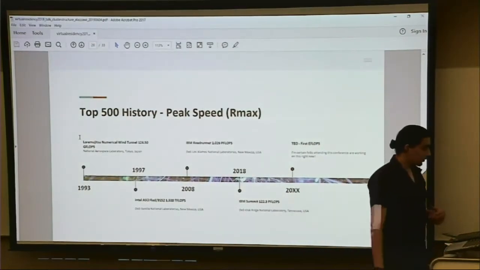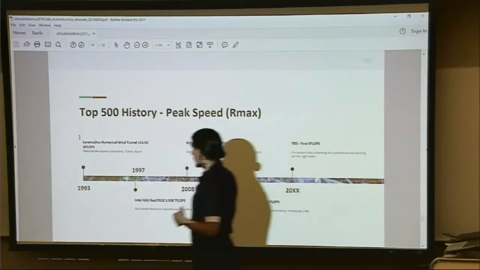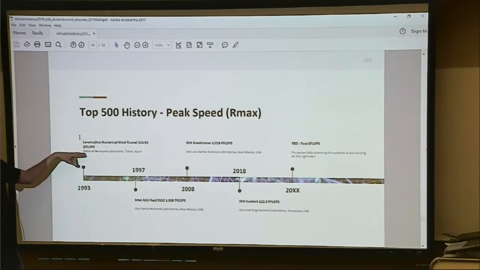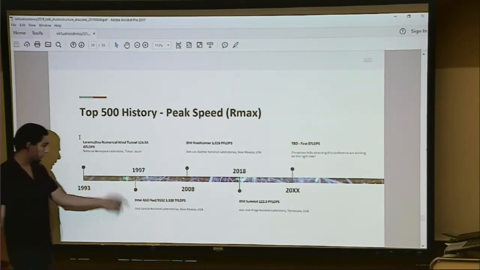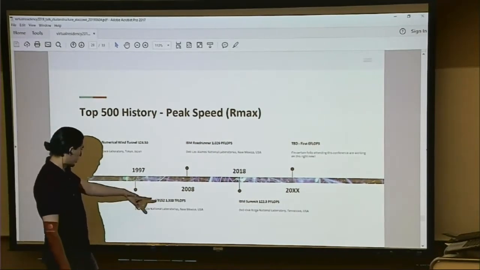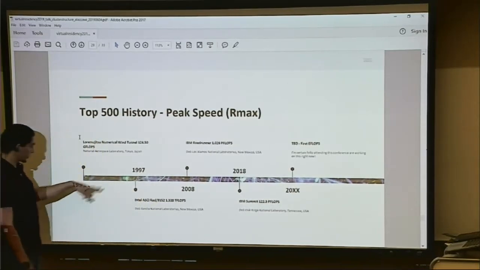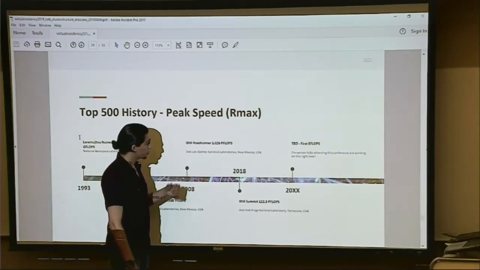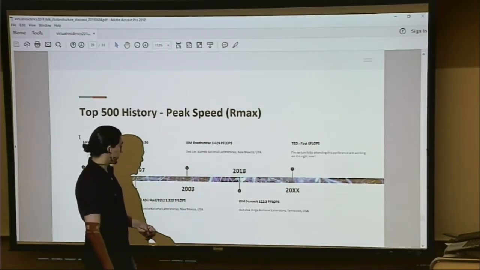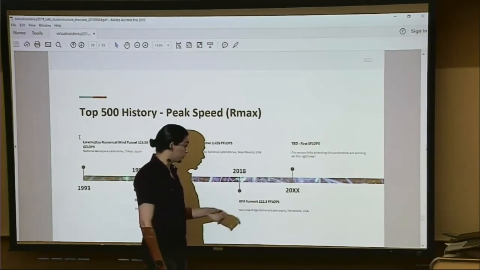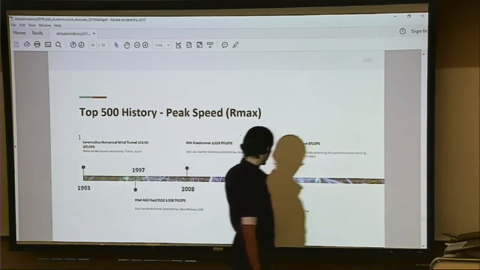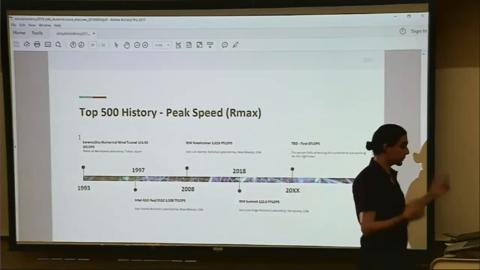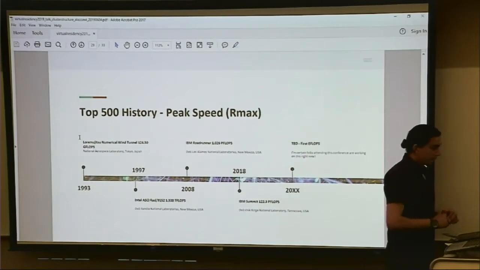Based on this, we can see the Top 500 history. So in 93, they had the first gigaflop that they were looking at, and then in 97, they had the teraflops. So it took, like you can see, maybe 5 years to go from here to there. And then 2008, it was the first petaflop. And from there, they moved to like 122 petaflops, and who knows. So this is Summit, and then who knows what's next. We'll be talking about this. So it keeps expanding.